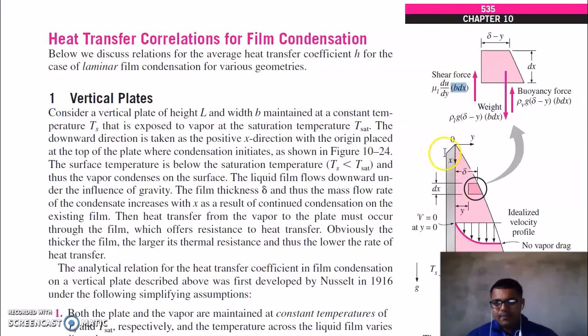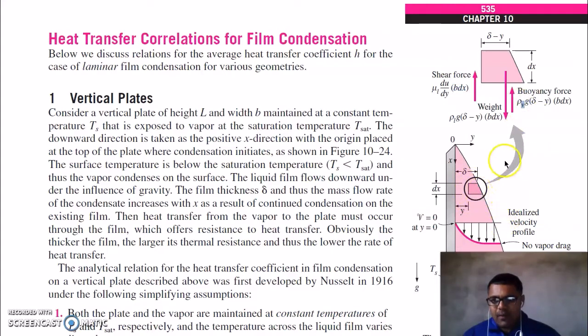So this B into this element dx into this gray area, plus the buoyancy force which will act on this element in the upward direction due to the vapor. Now we know buoyancy force is equal to the weight of the fluid which is displaced. Now in this case, the fluid displaced by this element is equal to vapor.